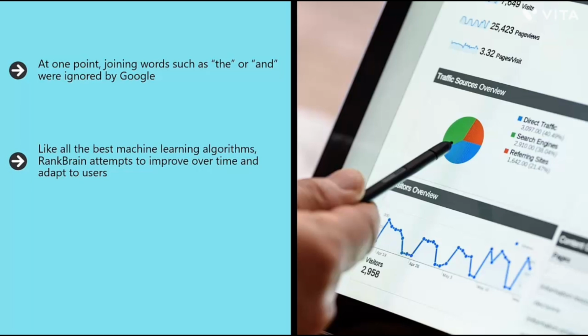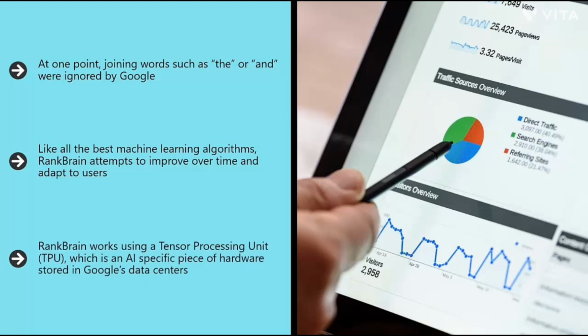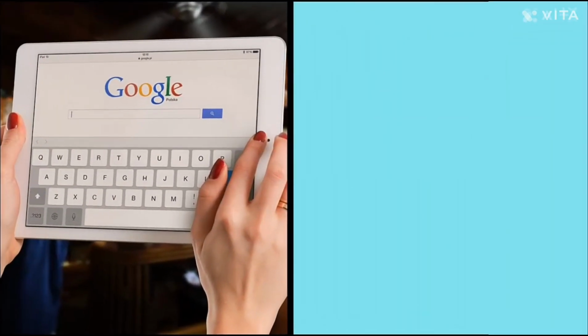It can see which results get clicked the most and thereby know when it is doing well and when it is getting things wrong. As such, it is able to improve search results for any given keyword quickly through algorithmic testing, which is helping to weed out low-quality content that attempts to game the system. RankBrain works using a Tensor Processing Unit, TPU, which is an AI-specific piece of hardware stored in Google's data centers. This is a specific chip that is better able to handle the specific challenges of machine learning tasks.